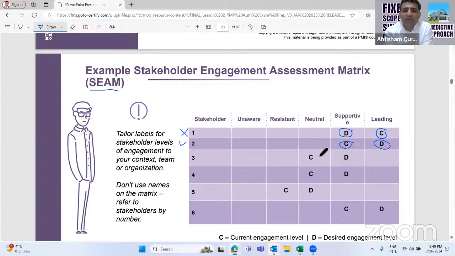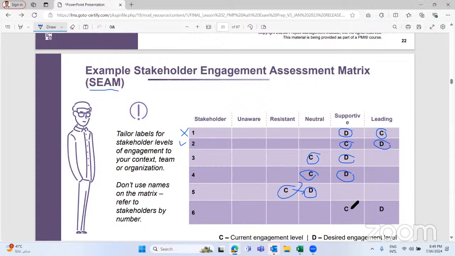Like stakeholder C is neutral, but we don't want neutral people in our project. We want them to be supportive. Same goes with stakeholder 4. We don't want them to be neutral. We want them to be supportive. Now, stakeholder 5 is actually resistant. So what our first strategy should be is that they should be converted to neutral, at least, if not supportive, right?